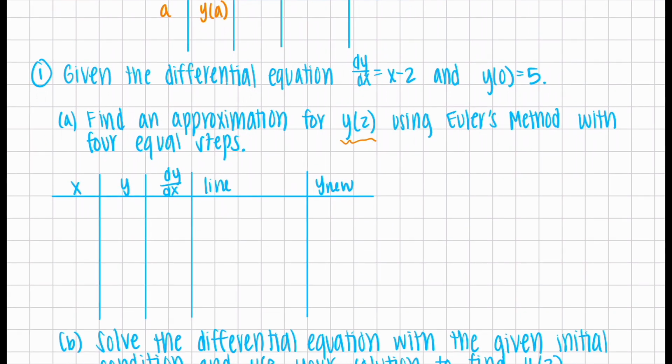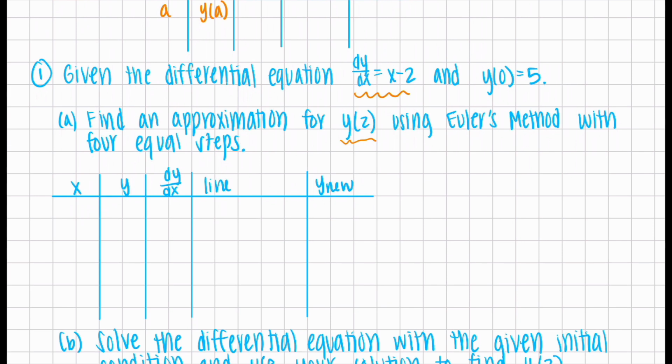Number one says, given the differential equation dy/dx equals x minus 2 and y of 0 equals 5, find an approximation for y of 2 using Euler's method with 4 equal steps. Now, I want to point out this first differential equation, yes, it is separable. So yes, we could solve this using separation of variables. But I wanted to start with a simpler example.